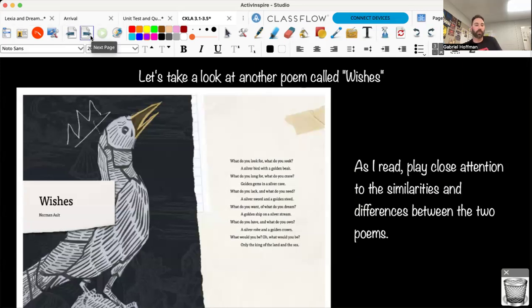This poem is called Wishes. It's by Norman Alt. And I want you to pay attention to what are some of the similarities and differences between the first poem and this poem. So I'm going to read this one to you.